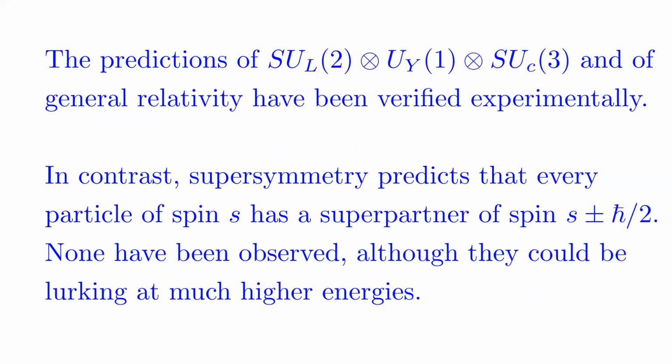And I can't resist saying this, the predictions of the SU(2) left cross U(1) Y cross the SU(3) of the strong interactions and of general relativity have all been verified experimentally. On the other hand, supersymmetry implies that every particle of spin S has a superpartner of spin S plus or minus one half. None have been observed. Of course, they could be lurking at higher energies, but supersymmetry strikes me as an extravagant symmetry. As I said, it's not been observed.